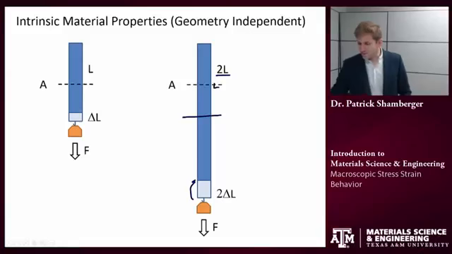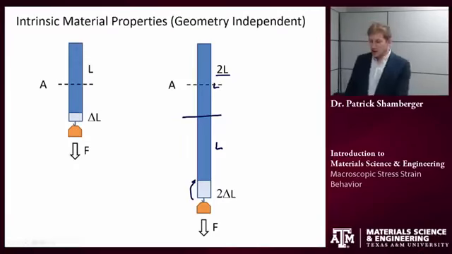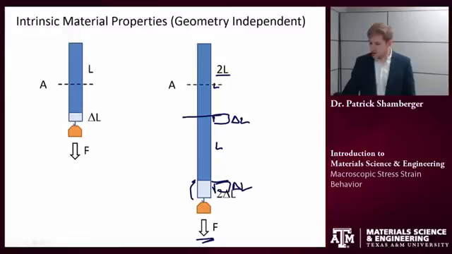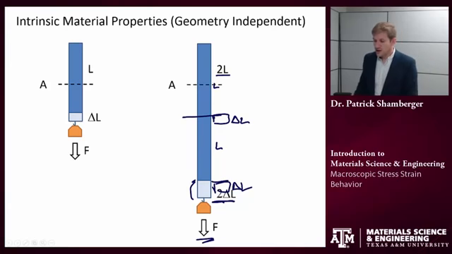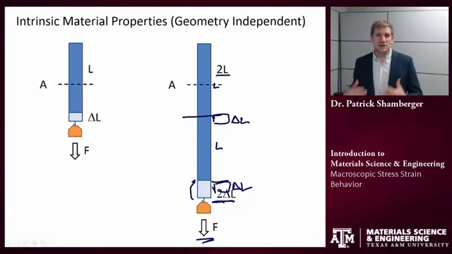I can say there's L on the top half and L on the bottom half. And both of these elements L are undergoing an equivalent force. And so they're both elongating an amount delta L. When I add that together, I end up with a total elongation of 2 delta L. Again, I'd like to normalize for this geometric factor. I'd like to work in a set of dimensions where I can talk about the intrinsic material properties rather than the geometry of the material.